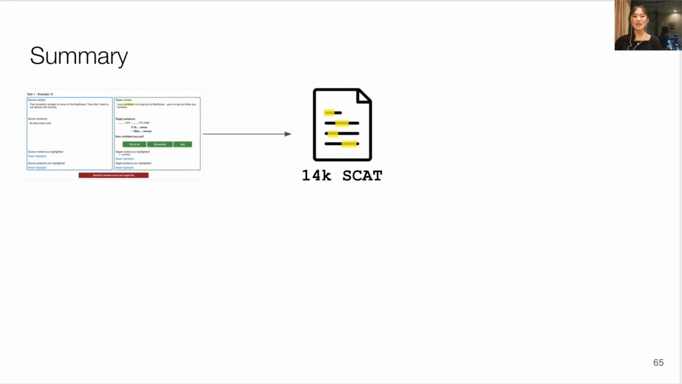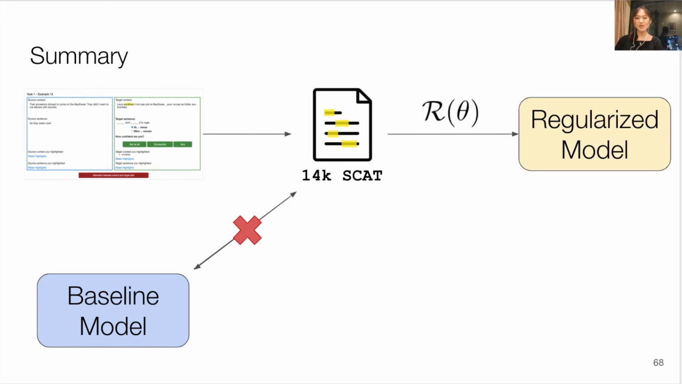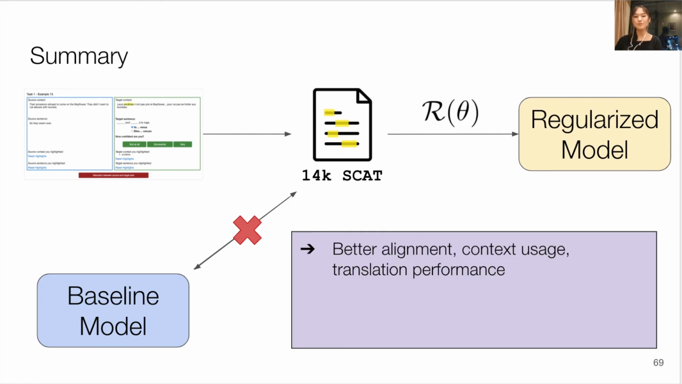So to summarize, we asked humans to tell us what context is useful to translate ambiguous words, and we collected a corpus of 14,000 supporting contexts. Then we used the SCAT dataset to measure alignment between human and model attention, and we find that previous context-aware models have very low alignment. So we therefore use SCAT to regularize attention in context-aware translation models, and we thus obtain better model-human alignment, better context usage, and better translation quality.